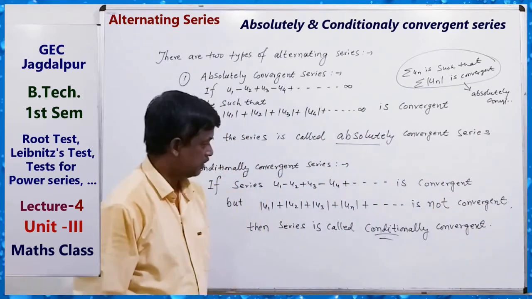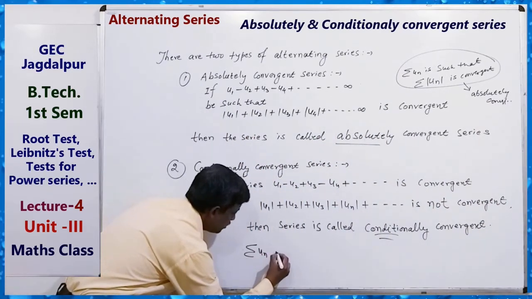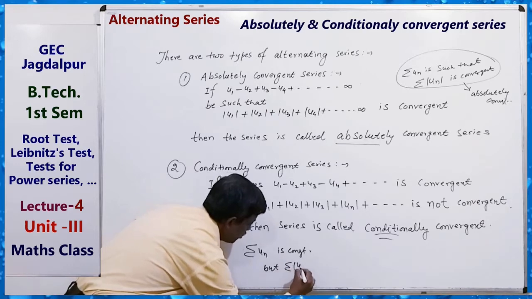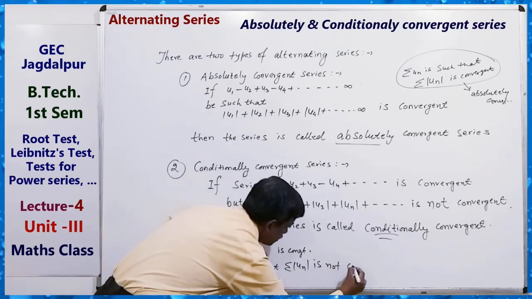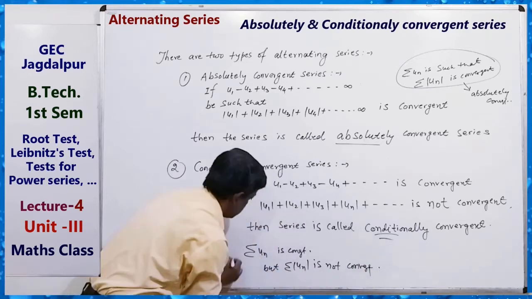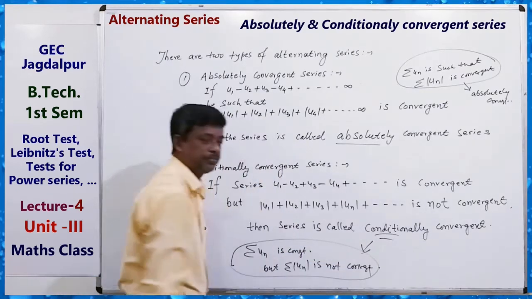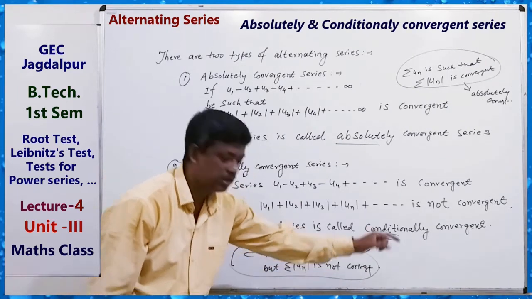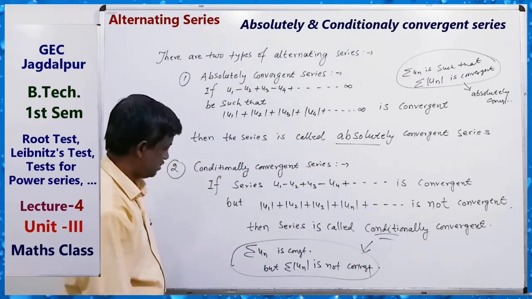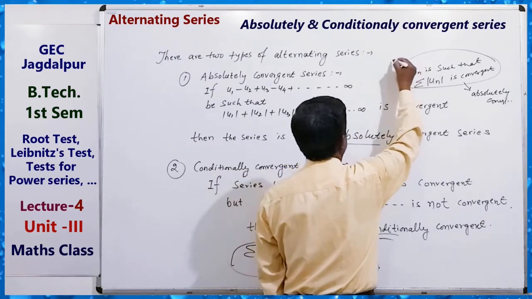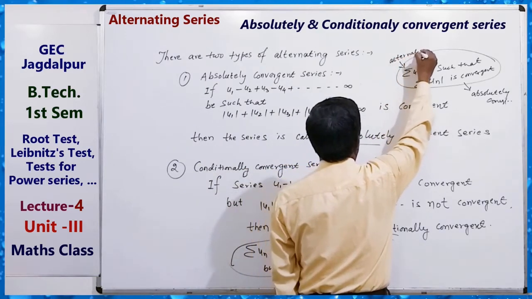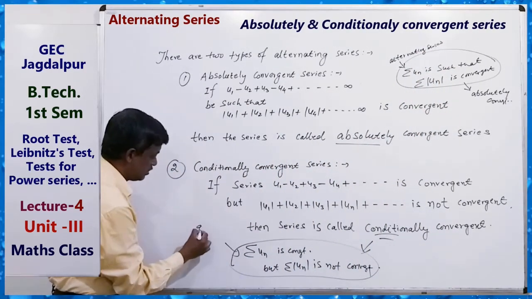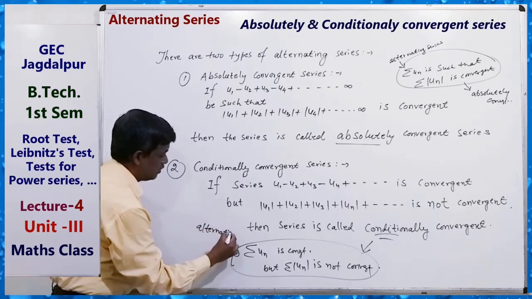Clear? Here summation un is convergent, but summation mod un is not convergent. These are the alternating series.